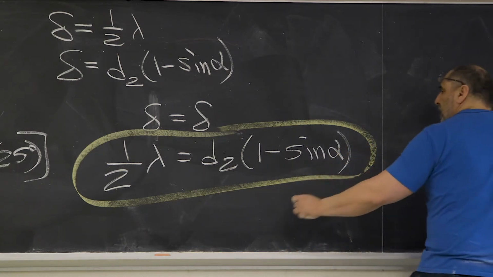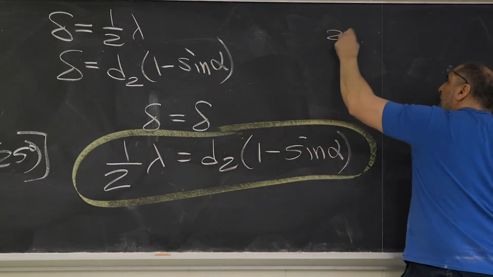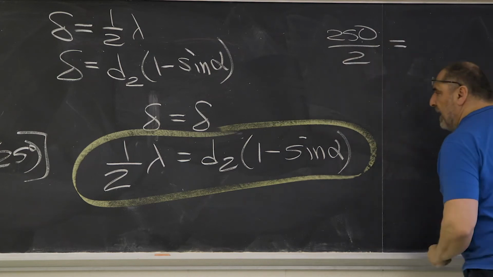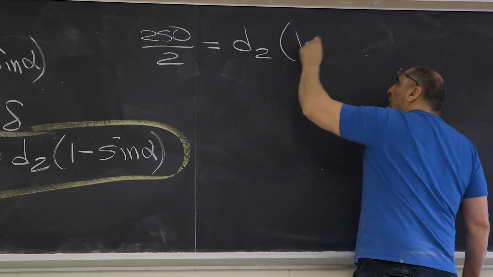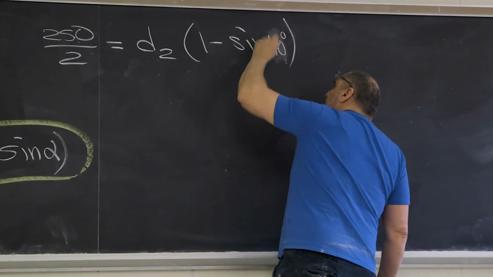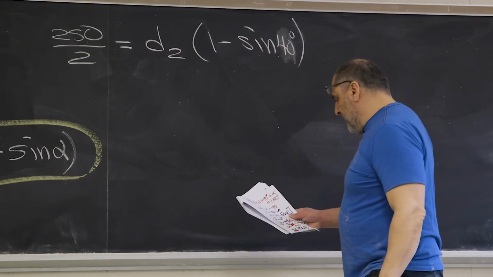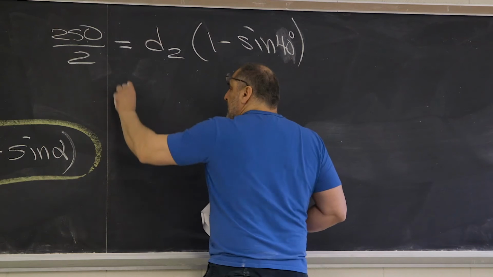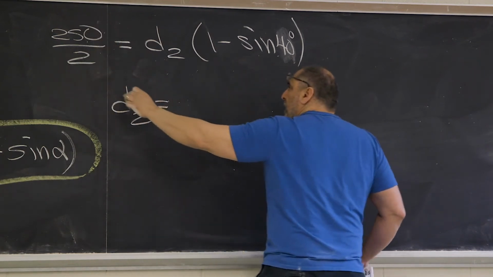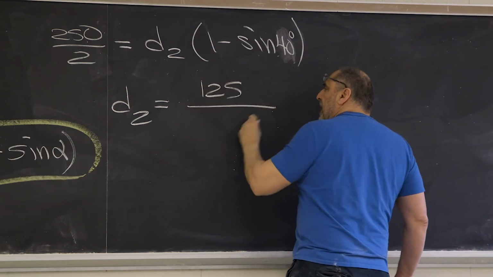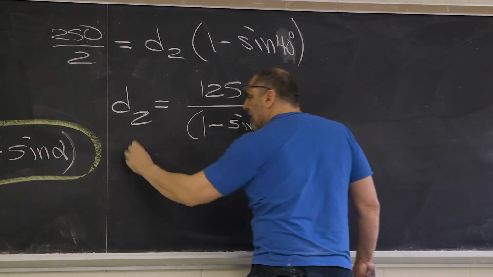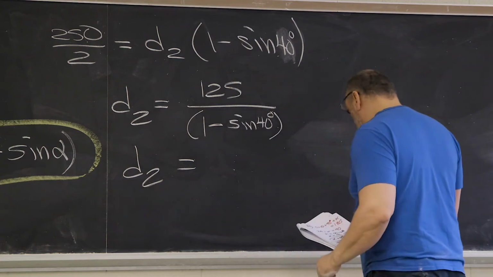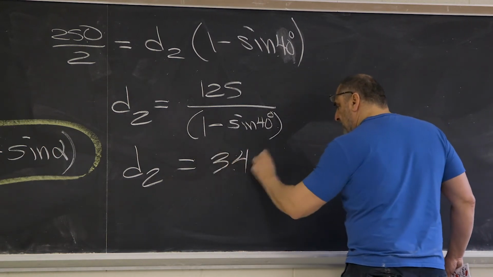Go right here. Go 1/2 of 250 meters. Half of that equals D2 over 1 minus the sine of alpha. Now again, this is just about old news. So you go about it the way you want to do it, but D2 is going to be this divided by this, which is 125, and then divided by 1 minus sine alpha, close to 350.